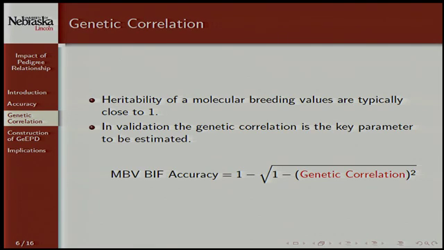And one of the reasons we're interested in that genetic correlation is that it's related directly to that BIF accuracy. And we can take a look at what that BIF accuracy is going to be from that genetic correlation, assuming all we had was no phenotypic information, just that molecular breeding values. This is the maximum gain, and it's going to be a function.